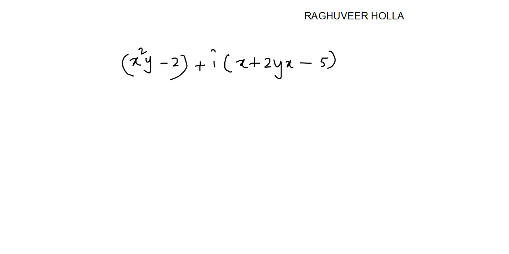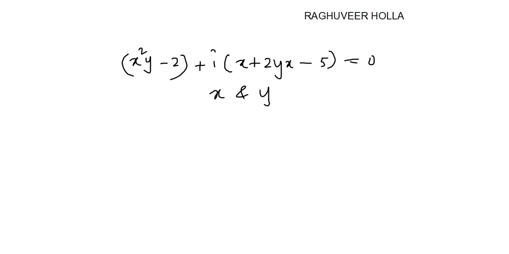Now let us see, if I have been given x square y minus 2 plus i into x plus 2y x minus 5 is equal to 0. Let us find the values of x and y.